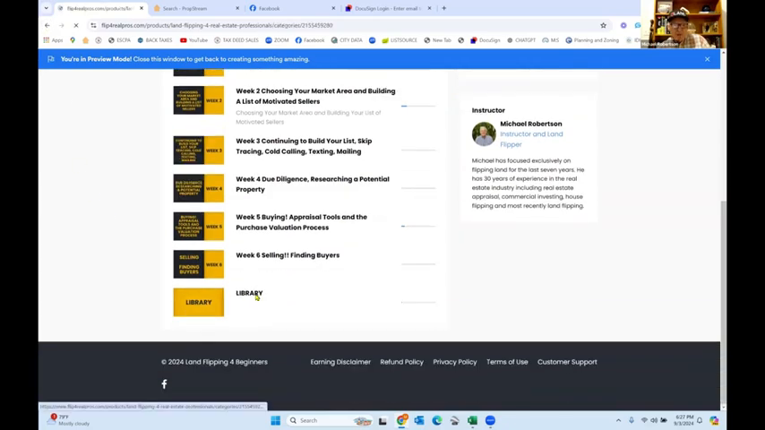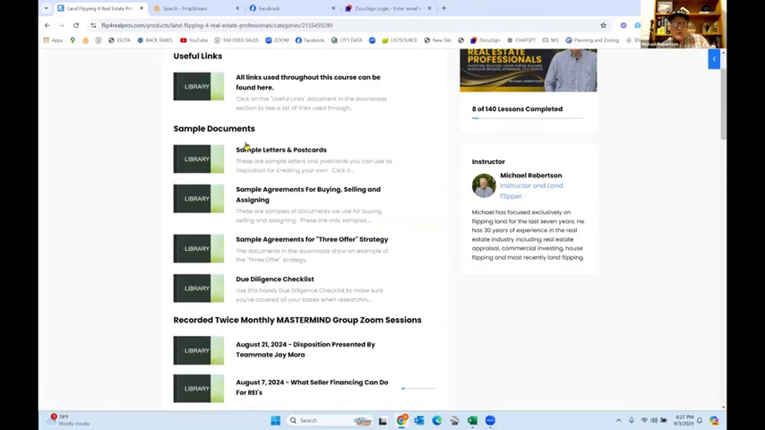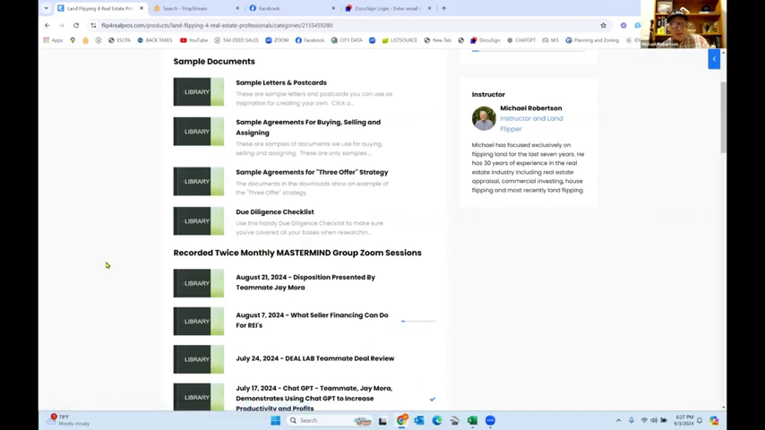And then in the library, there are all the links that we use throughout the course, the letters and postcards, the agreements, the agreement for the three-offer strategy, and the due diligence checklist. We do two group Zoom sessions a week, typically on Wednesdays. They do vary some, but on the first and third Wednesdays, I typically have guest speakers.